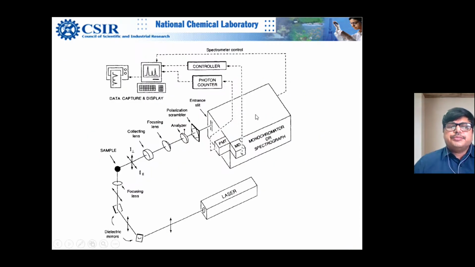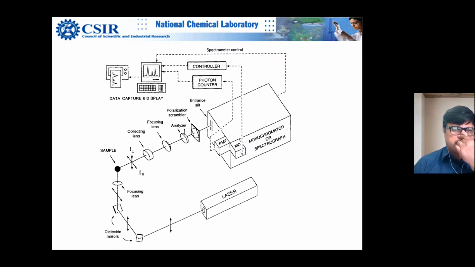So this is the typical diagram. It can change from company to company, and sometimes these systems are highly modular, so you can design your own setup. You have a lot of flexibility. So here is the laser, and then you have a linearly polarized light. Then this goes to the dielectric mirrors, and then another mirror. Then it may go to the focusing lens. So this is limited by the Rayleigh criterion, which we all know.